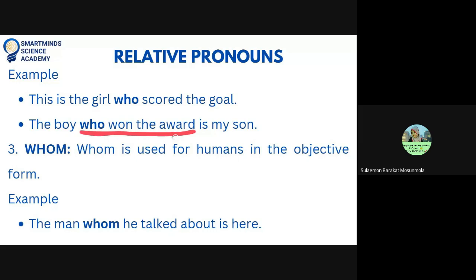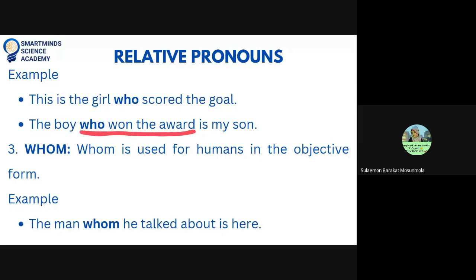Your relative pronoun will introduce a relative clause. Now let's go to whom. We've explained who's and who. Let's go to whom now. Whom is used for humans in the objective form. If the person you are referring to is receiving the action in that sentence, then you use whom. If the person you are referring to is the one performing the action, then you use who, W-H-O. But if it is receiving the action, you use W-H-O-M, whom.